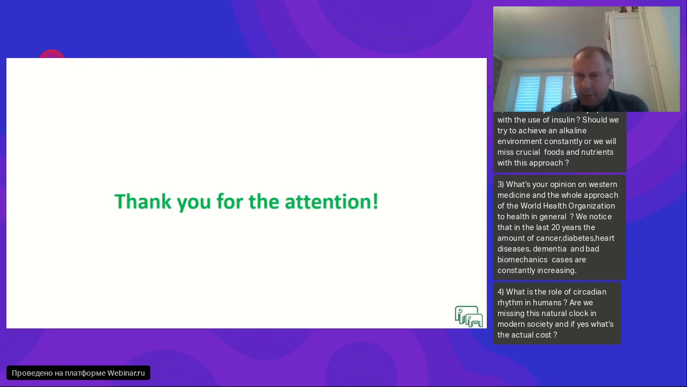What is the role of circadian rhythm in humans? We are missing this natural clock in modern society, and if yes, what's the actual cost? Circadian rhythm is an important problem. We have rather difficult regulation of the circadian system for day and night, and in different seasons. For example, I like this term, seasonal brain. We see the exacerbation of some diseases and health situations in spring or in autumn. And that's why they are of great importance.